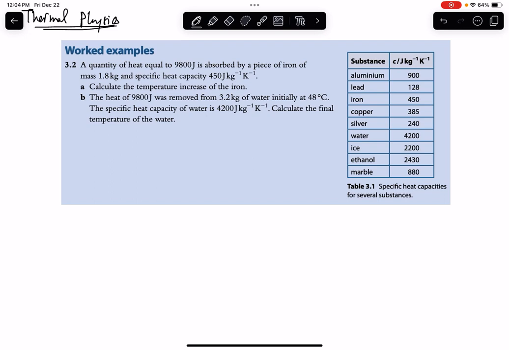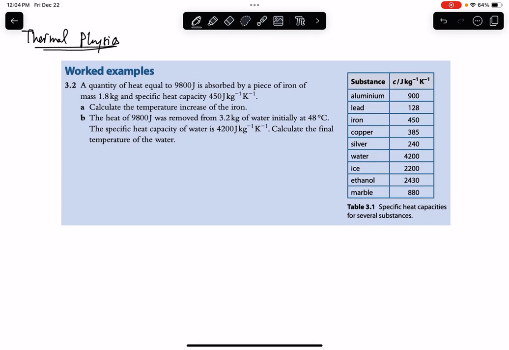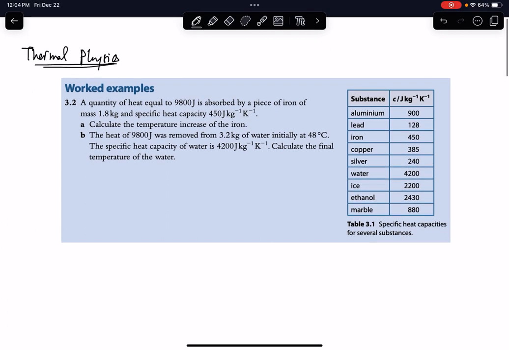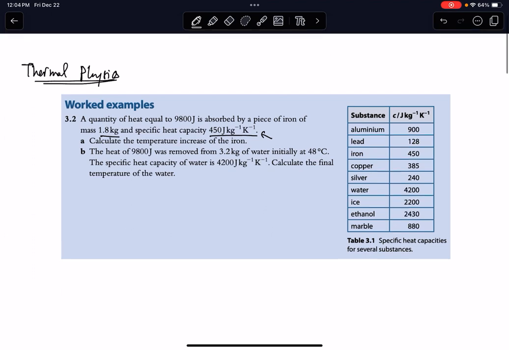Okay, so now let's look at the first worked example over here. A quantity of heat equal to 9800 joules is being absorbed by a piece of iron of mass 1.8 kilograms, and the specific heat capacity is given by this value. Before that, I'll just say that this comes from the Kesawkers textbook, so you can use that as reference material when you're looking at the videos.